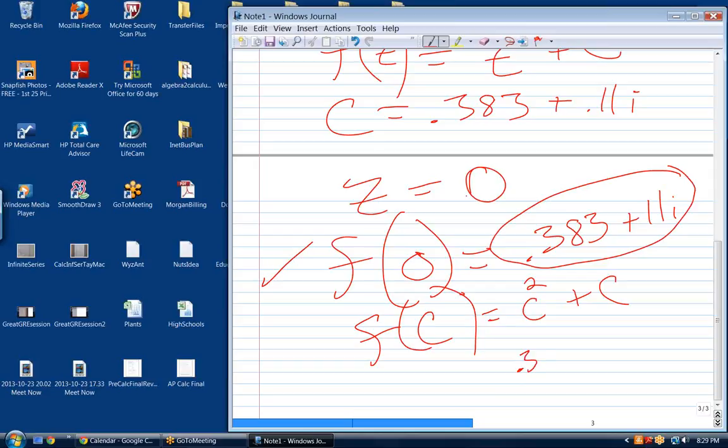So 0.383, how do you square it? I'll show you. You multiply them together. Just FOIL? FOIL them. Okay, that makes sense. In other words, whenever you're multiplying an a plus bi format of an imaginary or a complex number, then you FOIL them, and plus we have added one of them.